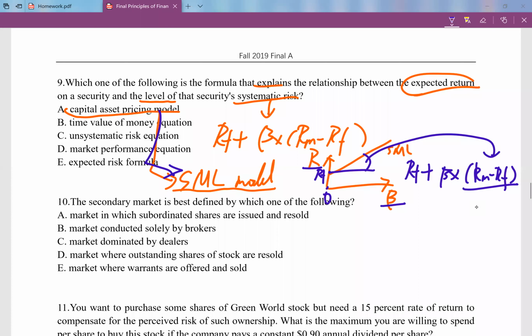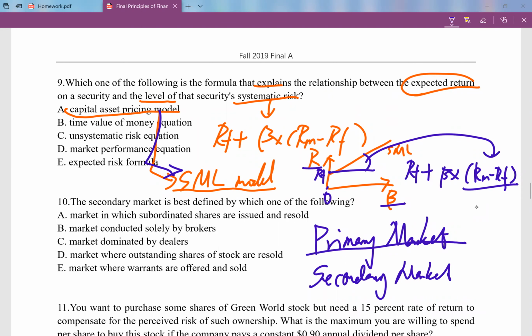Next one, we have the primary market. We also have the secondary market. What's the primary market? The primary market means the company selling new stock into the market. New stock means an IPO, initial public offering, so the stock goes directly from the company to the public. Once the stock is trading in the market, you can buy directly from other investors, but not from the company anymore. This is called the secondary market. So which choice is correct?